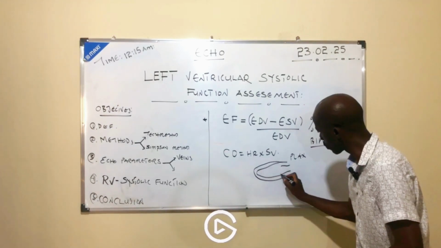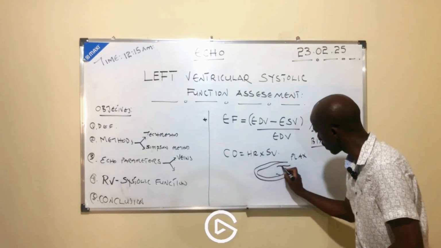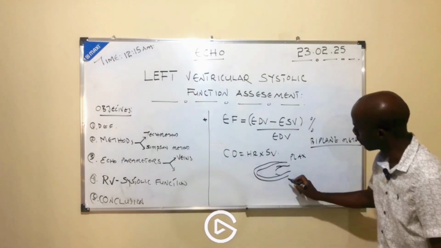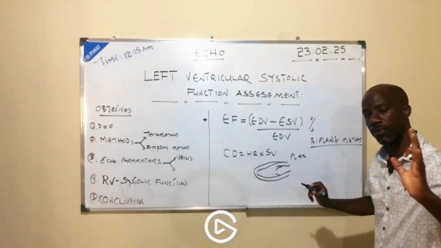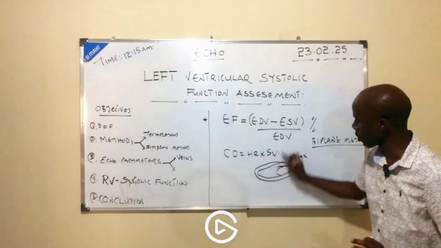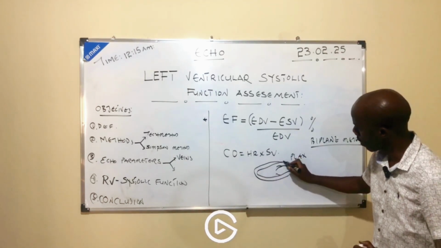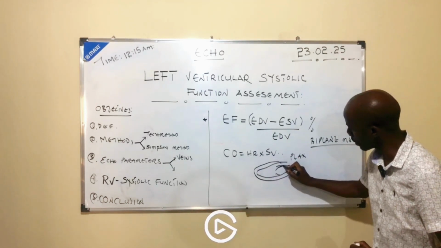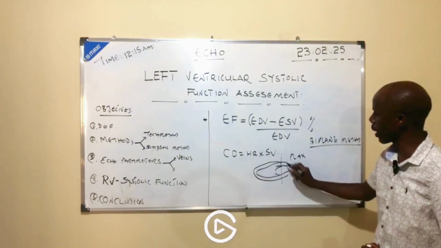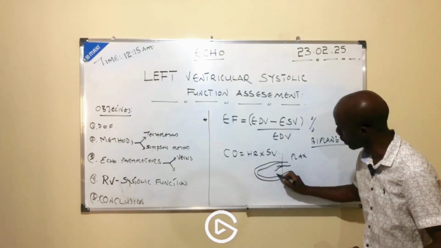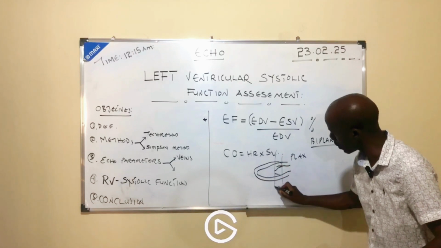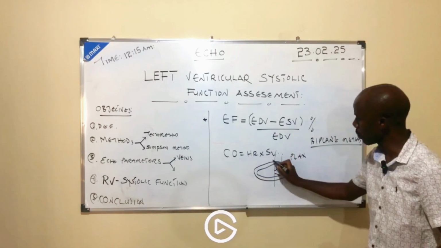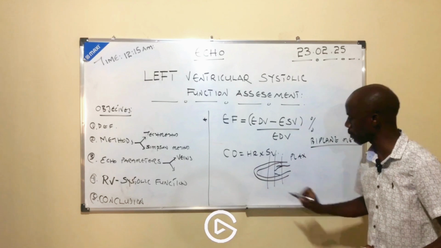This is your parasternal long axis. Then you are going to have that. So remember, there are three measurements that you need to take whenever you are taking your parasternal long axis. One, you take it right at the aortic valve. The second, you take it right at the tips. And the third, you take it right at the left ventricle.